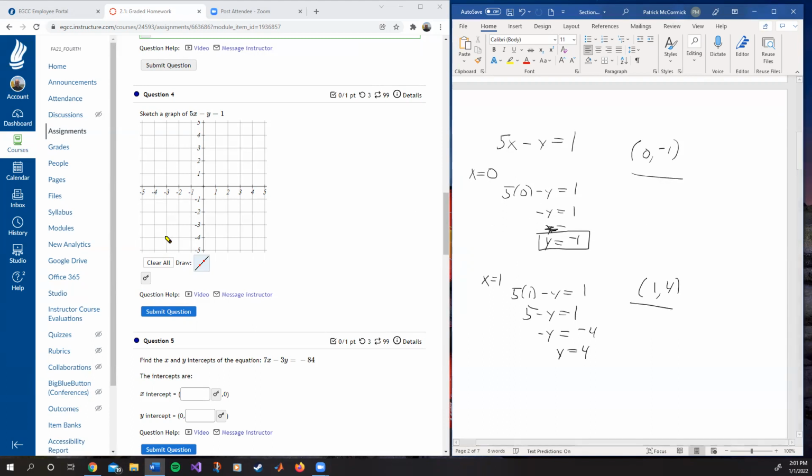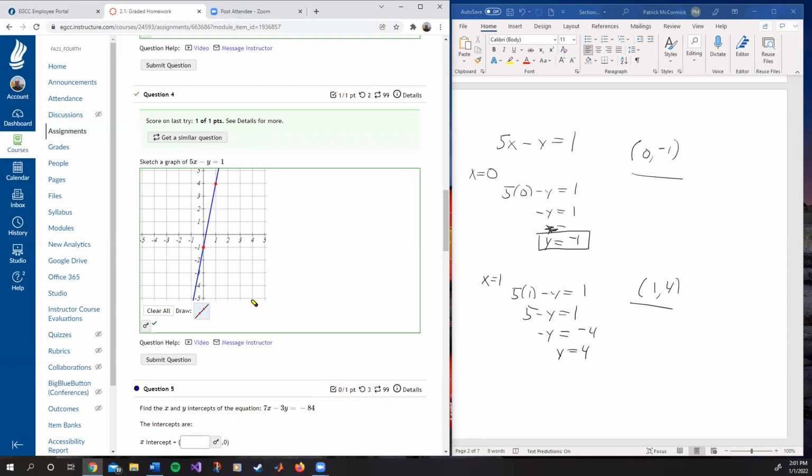I'm going to come back over here to my graph, click on the draw tool for the line, and then plot my 2 points: 0, -1, and then 1, 4. Put it right on there. And there we go.